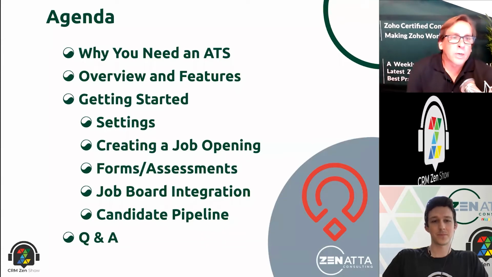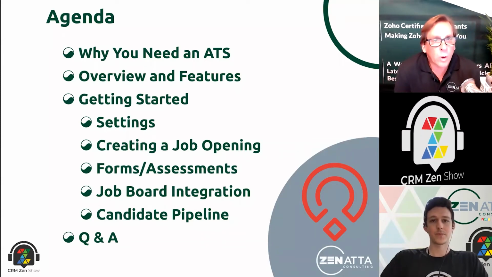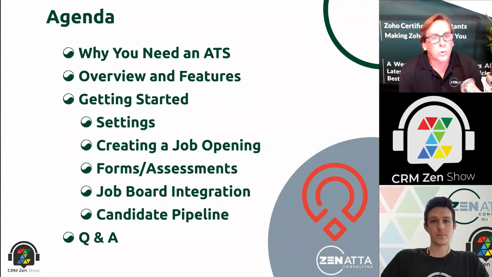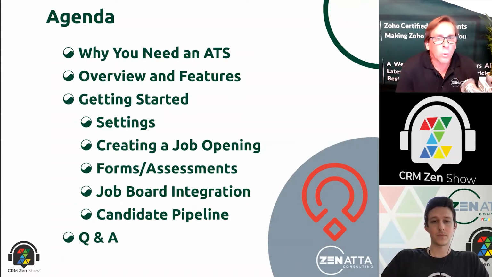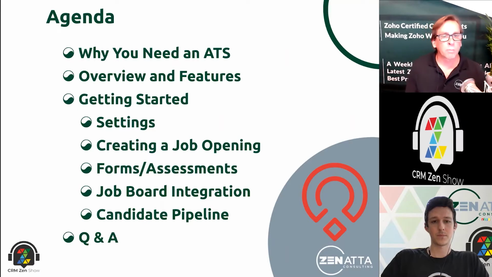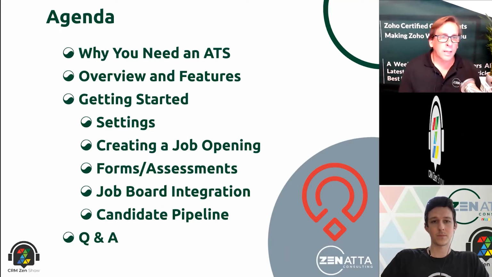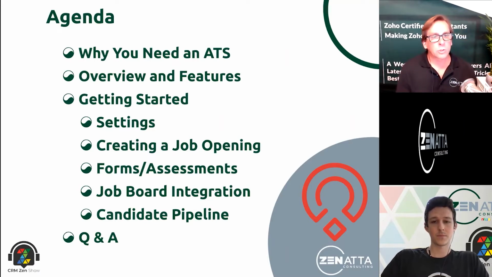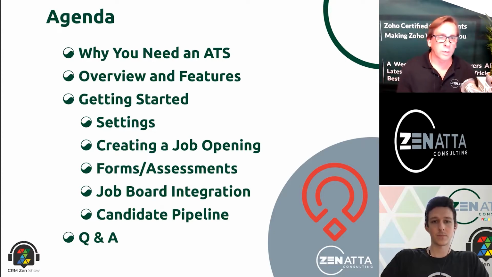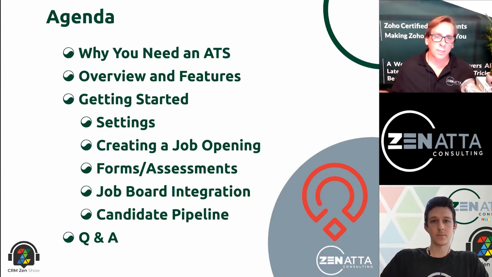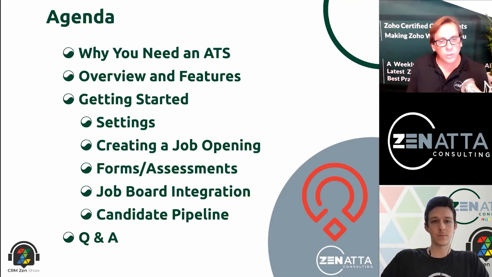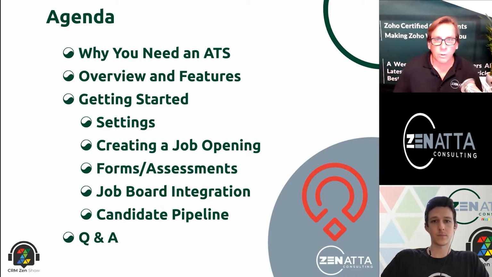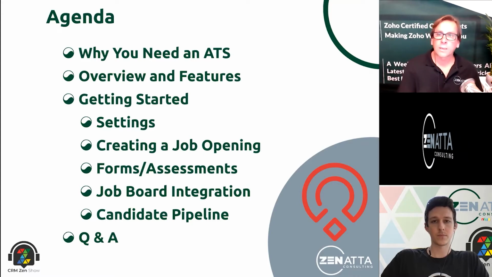So what are we going to cover here? We're going to cover everything you might want to know to get going: why you need an ATS, which is an applicant tracking system. Then I'm going to go through a complete overview and features, where you find everything, and how you get the basic things set up. And then Tyler's going to take you through an entire getting started portion, where we cover creating a job opening, forms and assessments, job board integration, and the candidate pipeline. And then at the end, we will wrap it up with a Q&A.